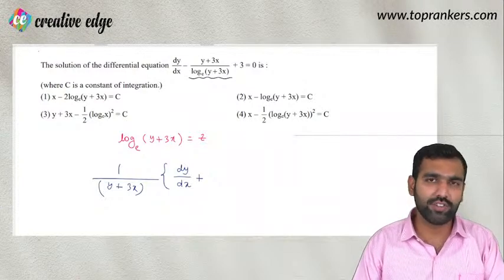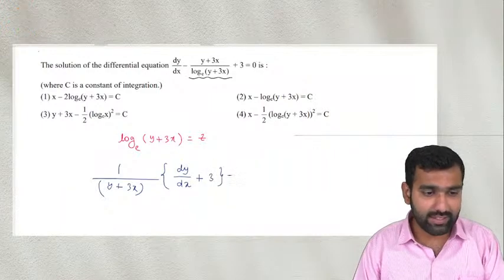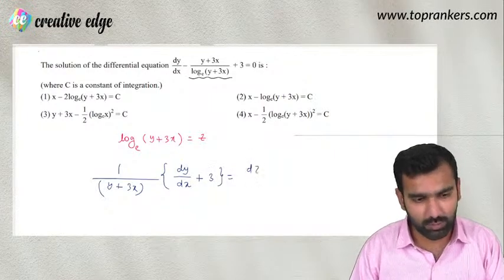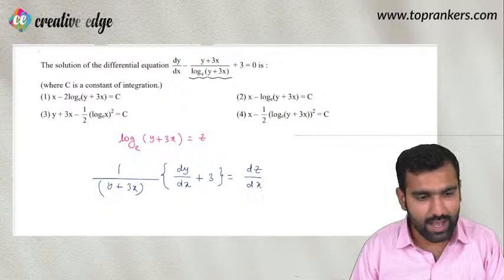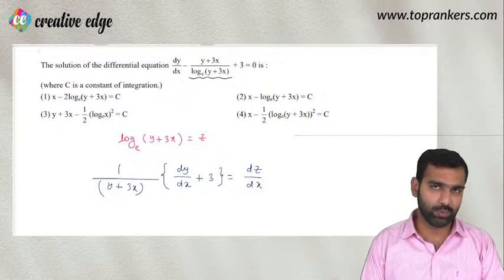Now, the differentiation of 3x is going to be 3, and the differentiation of z with respect to x is going to be dz upon dx. I hope this much part is clearly understood by all the participants.